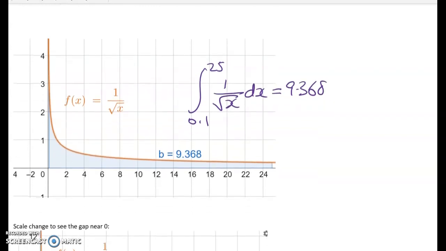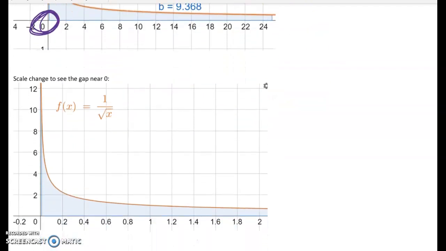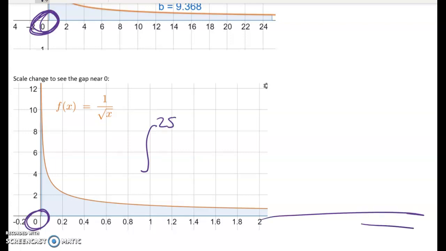Now in the next one, it's getting really hard to see that we're getting very close to zero. In this next one, I've changed the scale so that you can see the gap in here. So this one is the integral between 25, so the area under the curve between 25 all the way out there, and 100, so 0.01. And this one works out to be 9.8. So you probably are thinking, I wonder if this is going to head towards 10.